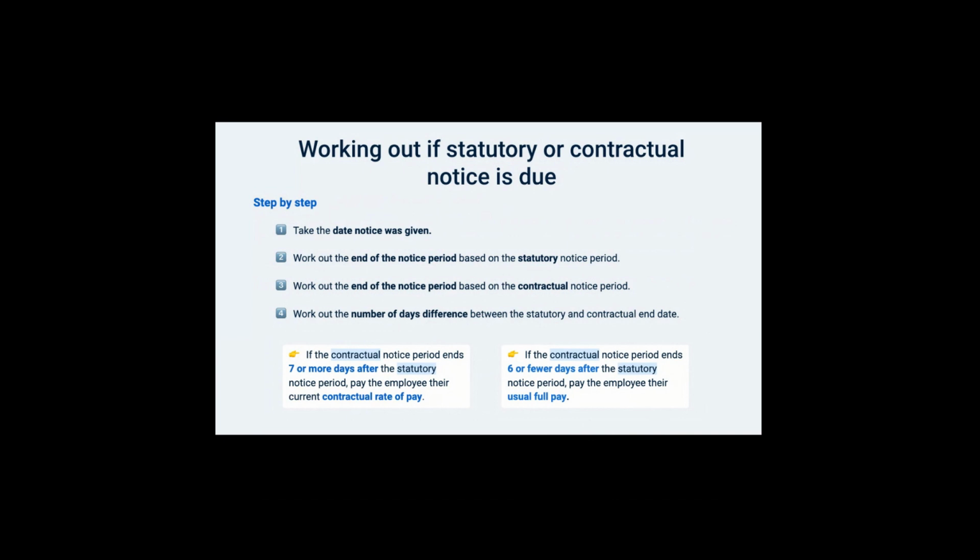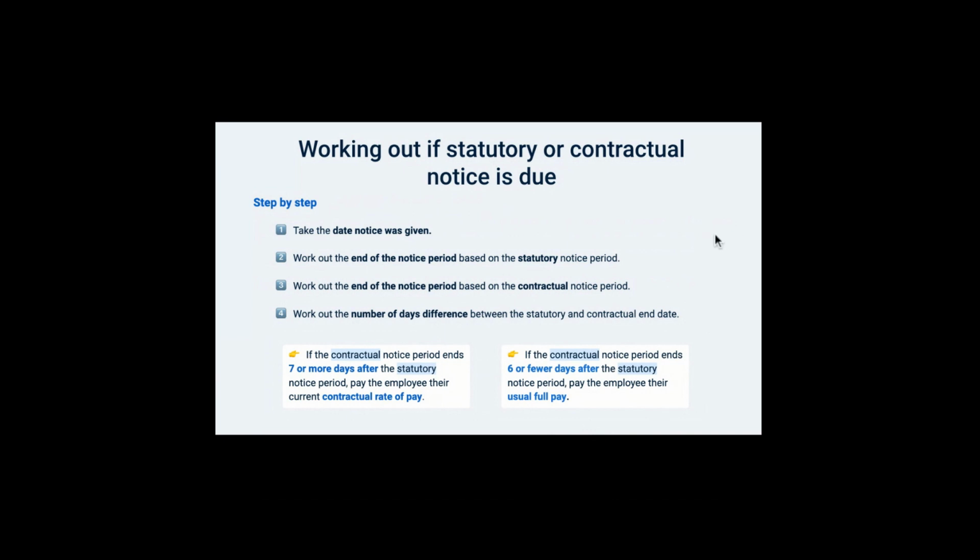Now, if the contractual notice period exceeds the statutory notice period by 7 or more days, then you can pay your employee the current contractual rate of pay, which means you can continue to pay them their statutory maternity pay or their 80% of furlough pay. Now, if the contractual notice period is 6 or fewer days after the statutory notice period, then the employee is entitled to the statutory notice period, which means that they must receive full pay.